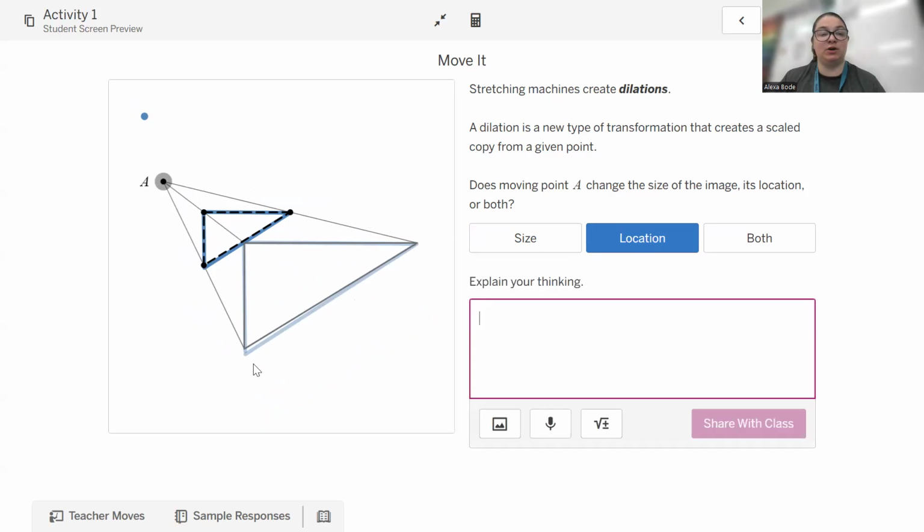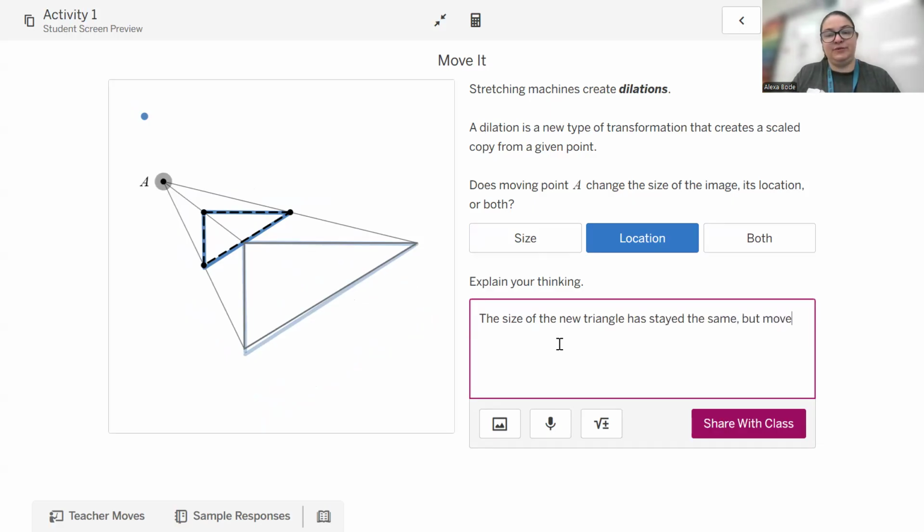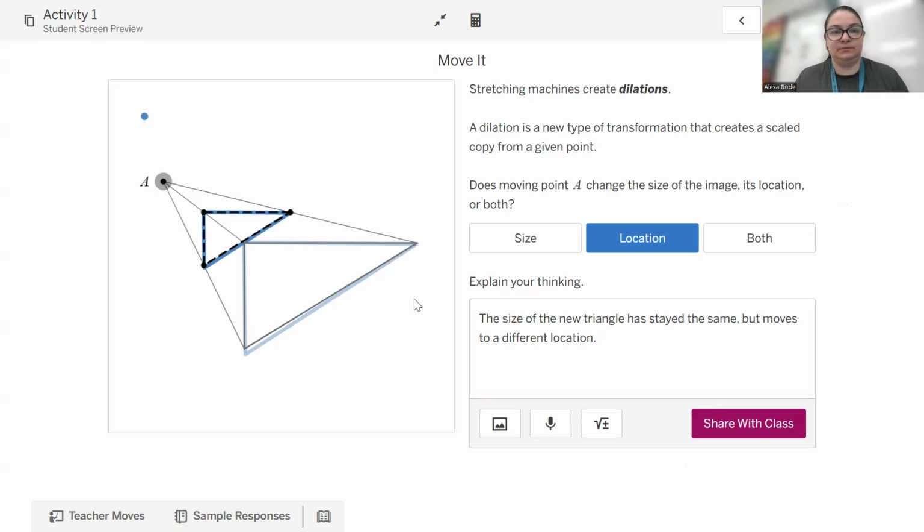If you said location, you are correct. The size is staying the same. The size of the new triangle has stayed the same, but moves to a different location. And that's because all we're doing is moving the center of dilation. We're not moving or changing the scale factor. So the scale factor has to do with the size. The center of dilation has to do with the location.